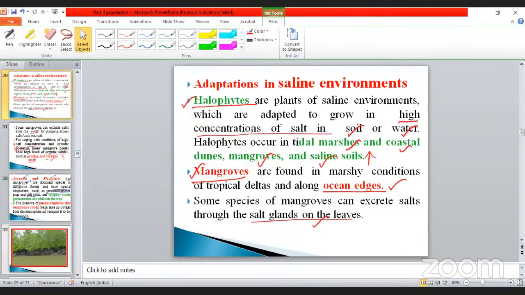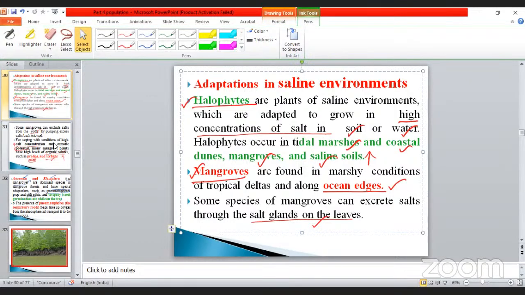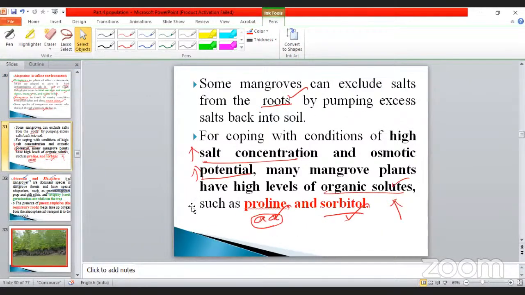See this one. Adaptation in saline environment. We already have halophytes. Halophytes: the salt content is very high in nature. So what plants grow in this area? Mangrove plants, take as an example. They grow in the delta along the estuary edges. Some species of mangroves can excrete the salt through the salt gland. We already discussed here that the salt gland is there. And some of them also excrete the salt through the root.